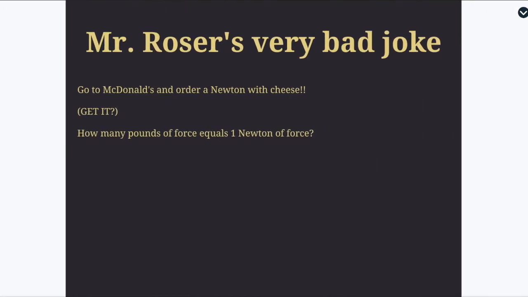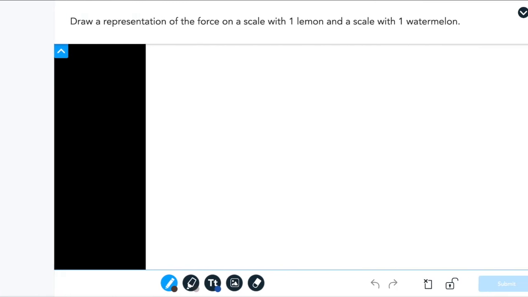All right, so here's a very bad joke for you. Next time you go to McDonald's, just go ahead and order a Newton with cheese. Get it? Get it? So how many pounds of force equals 1 Newton? That's right, a quarter of a pound. Ha ha! Jokes.